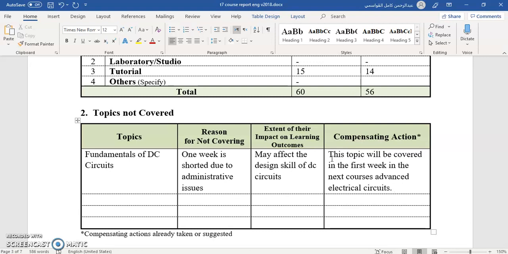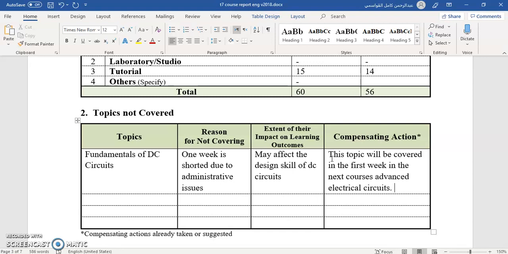Because maybe the next advanced electrical circuits course will be taught by another instructor. The instructor will go back to this course report, and before starting his teaching of the advanced electrical circuits, he will see that, oh, in the previous semester, my colleague didn't cover fundamentals of DC circuits. Okay, I will give them a refreshment in the first week about this, and I will teach them about DC circuits and cover this topic as a compensating action.